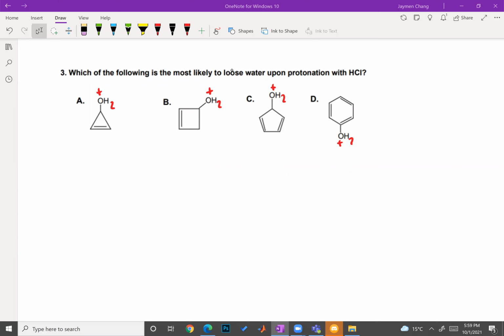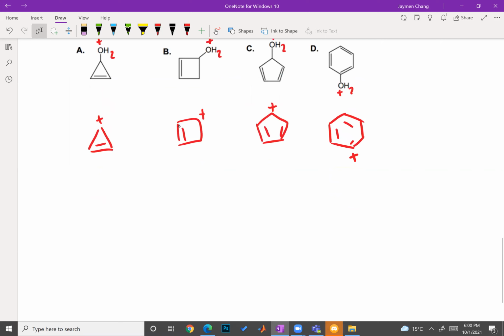So what we're going to see is that if we draw the species without the water, we have a plus charge here, we have a plus charge here, we have a plus charge here, and we have a plus charge here. So if it's asking us which is most likely to lose water, we want the one that's the most stable. So if we ask ourselves, this right here, it's not a conjugated ring, right? So this is sp3, so that's not aromatic.